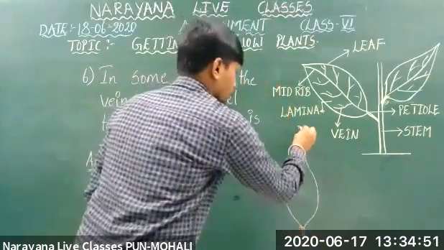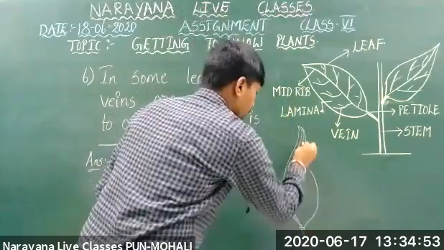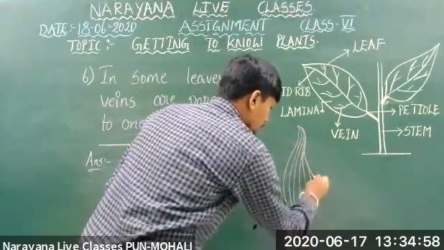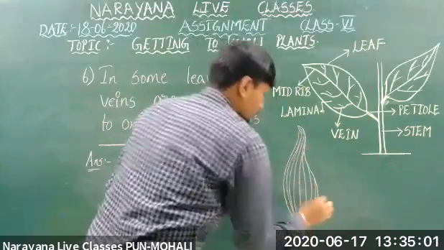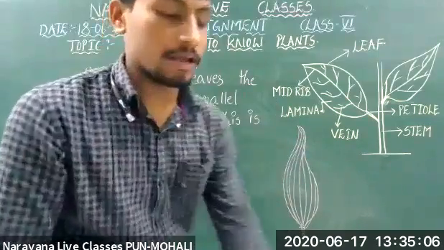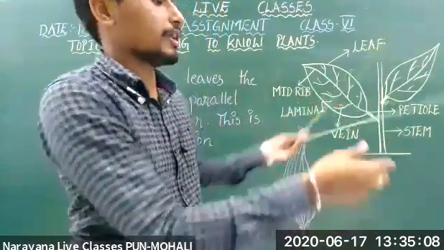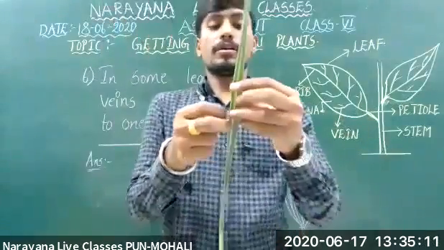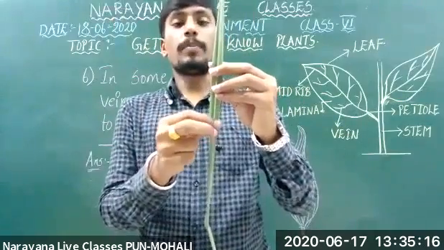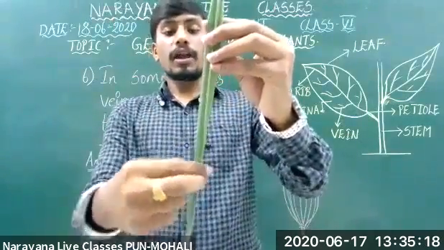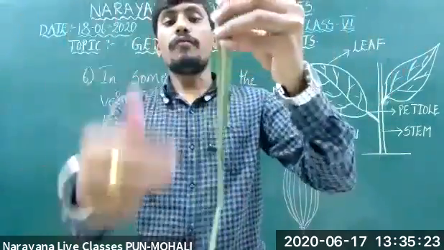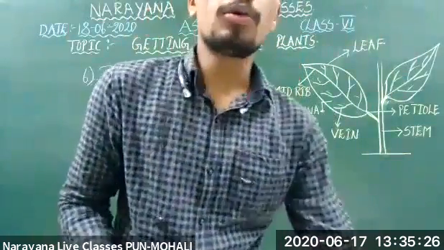this is the leaf of a plant. The veins are parallel to each other. This type of venation we call parallel venation. Examples are grasses and rice plant, or wheat plant, where you can see the parallel venation. It has veins in a straight line, parallel to each other.